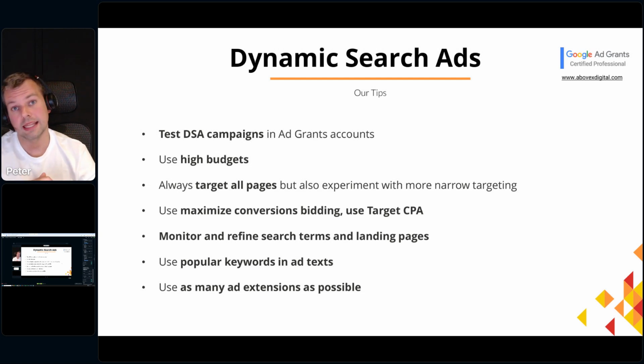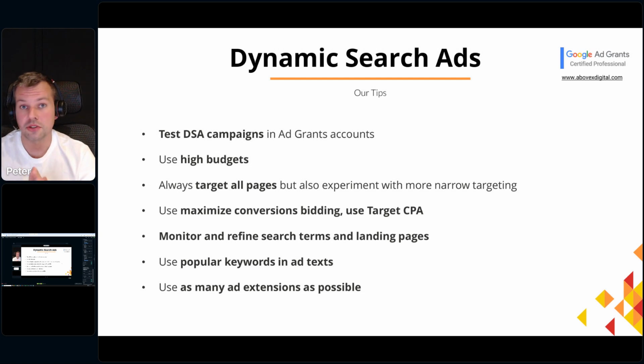Use popular keywords in ad texts, right? So after a while, after we have some data, you might see that some keywords are very popular. So you can then take those keywords, you can use them in those description lines. You can add more ad copies, play around, use the keywords that can also help you increase relevancy.